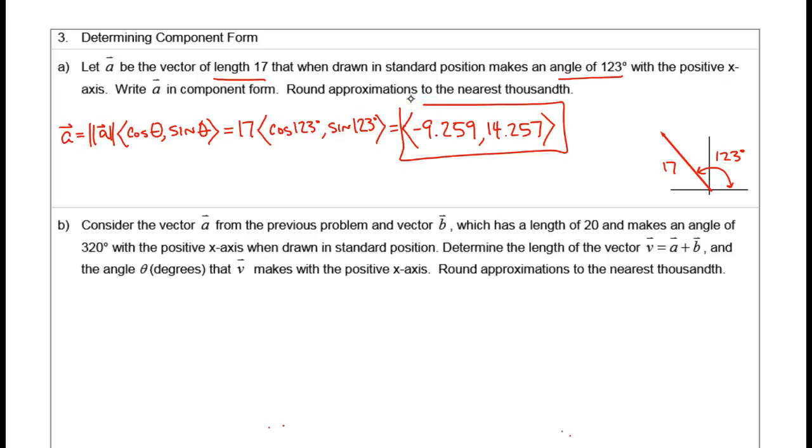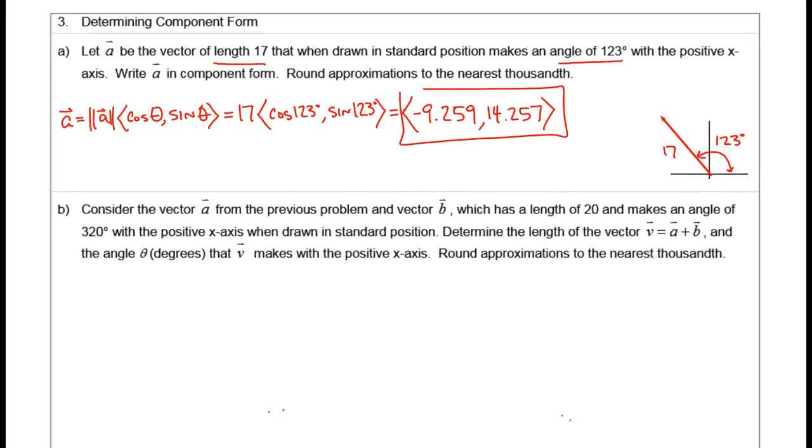Okay, so let's just take stock of this answer and make sure it makes sense. If my horizontal component is negative and my vertical component is positive, I better end up in quadrant 2, which certainly looks like my picture. So that's good. I'm now ready to move on to part B.